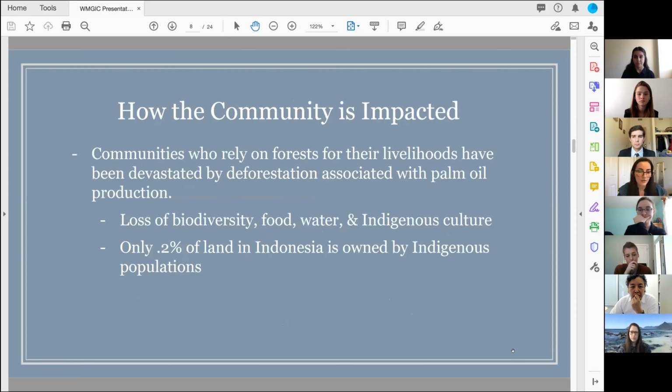So the communities who are specifically impacted right now in Kalimantan by the palm oil industry have been severely negatively impacted by deforestation associated with palm oil production, which has been associated with a loss of biodiversity, loss of food, and access to water, as well as indigenous culture. And it is of course important to note that only 0.2% of land in Kalimantan in Indonesia is owned by the indigenous population. So they currently have little to no voice or agency over what happens with their land.